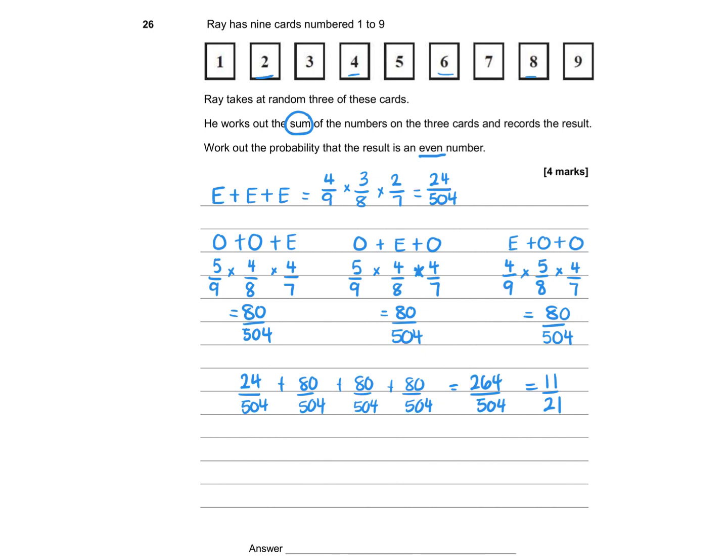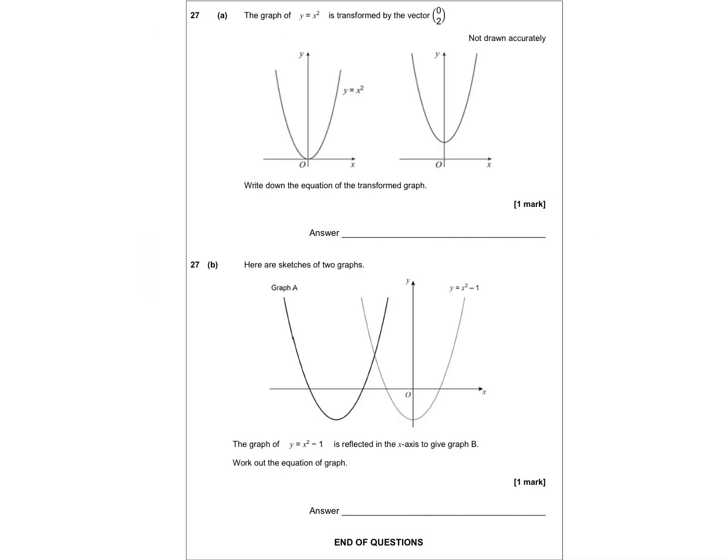Again, it's about trying to figure out what are the possibilities of how you can rearrange the numbers without actually writing out all the different pairs of numbers. There we go. And lastly, but certainly not least, the graph of x squared is transformed by the vector (0, 2). So that means 0 to the right and 2 up. All right, so that's what's happening there.